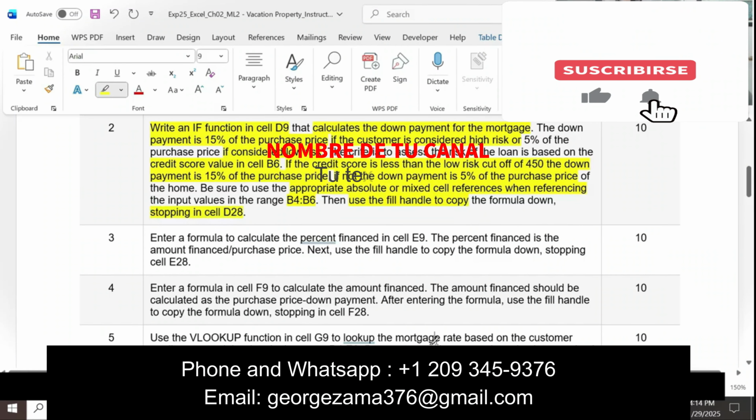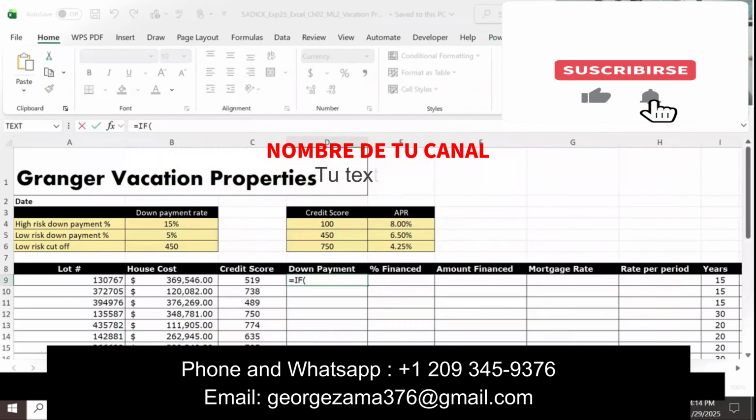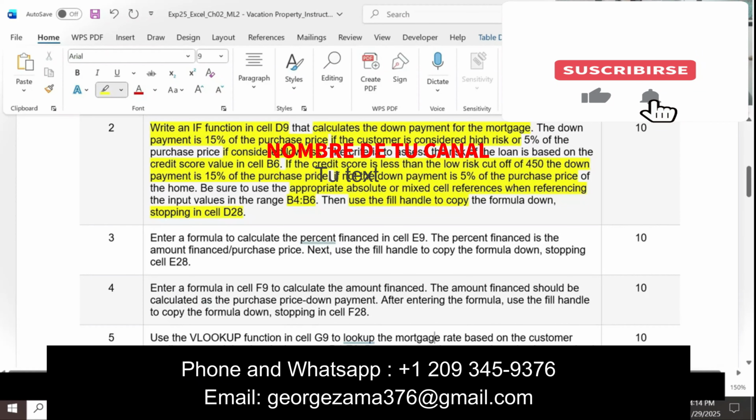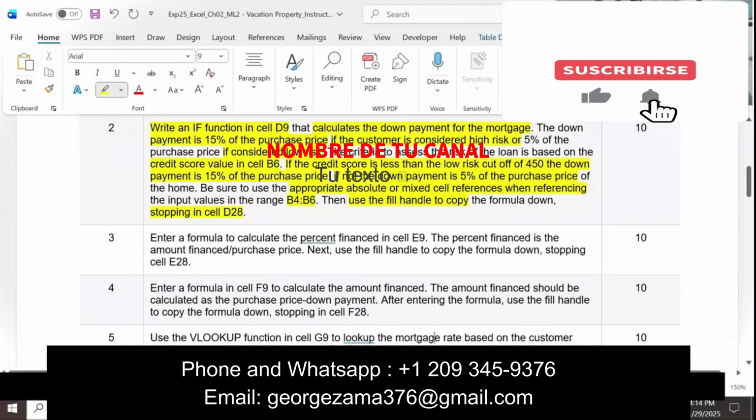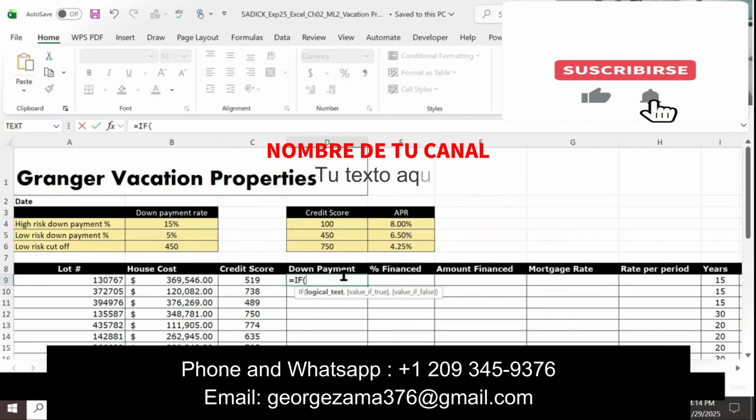Okay, so after reading the instruction we get an idea that we have to use an IF function, and we use that in D9 here. Now we have to calculate the down payment for the mortgage. The down payment is 15% of the purchase price. Where is the purchase price? Okay, that is the purchase price. If the customer is considered high risk, 15% of the purchase price, and 5% if considered low risk. So here we have to use a function or formula.